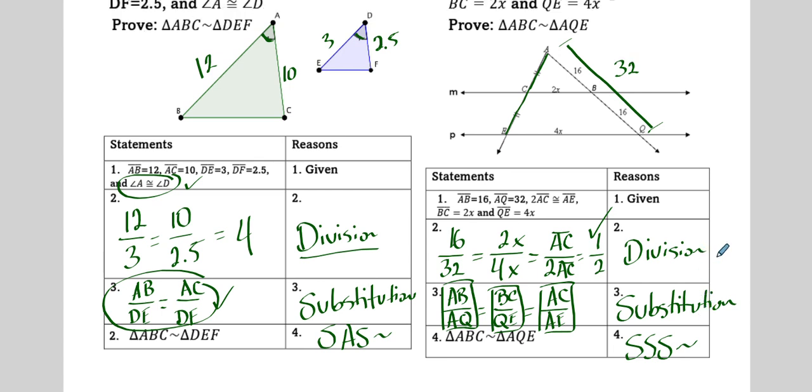All right, so it's pretty much the same thing each time. You set up the proportions with the given numbers or given expressions sometimes, and then substitute in place of those to show that we actually do have those proportional sides.